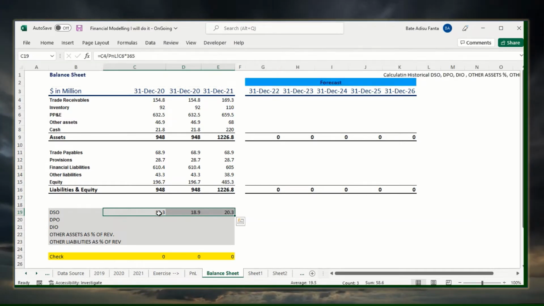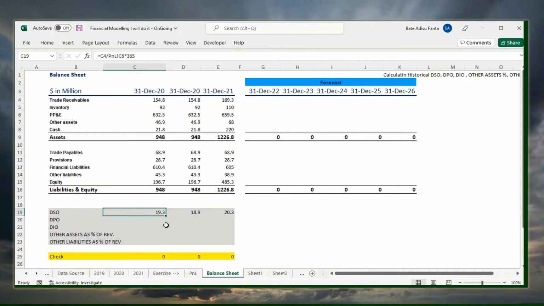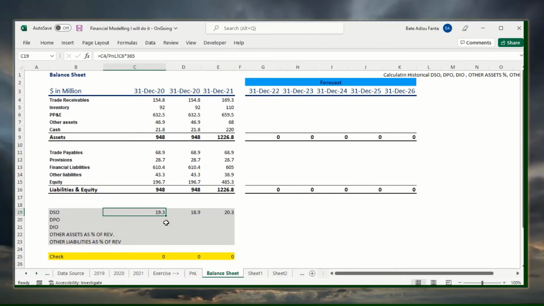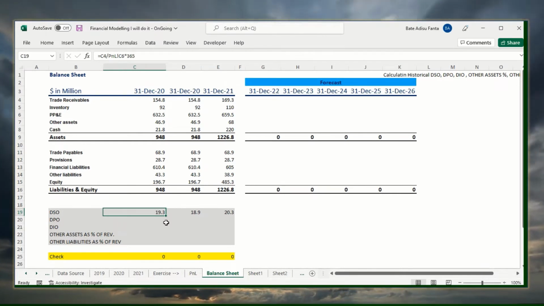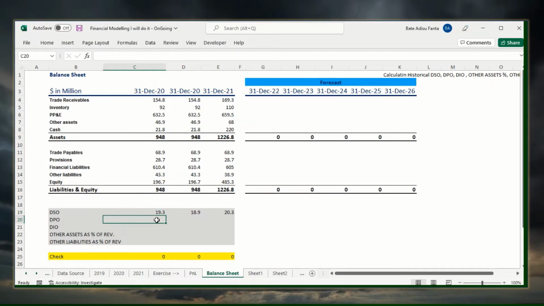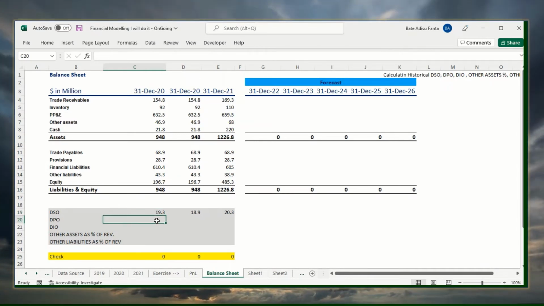Yeah. So this means that it takes 19 days for a company to collect its receivables from customers. 19 days on average. Now let's calculate the DPO.